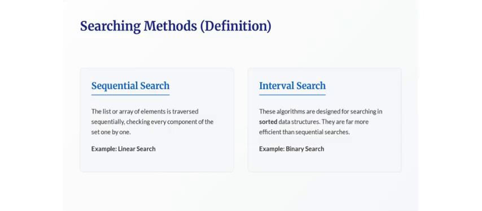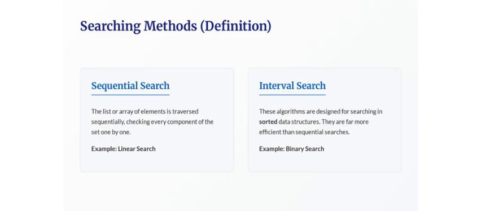Here we can see the two types of searching. One is sequential searching and the other is interval searching. In sequential searching, the search is done from left to right. It searches the first element, and if it is not a match, it goes to the next element, and the next, like that. One of the best examples of sequential searching is linear search.